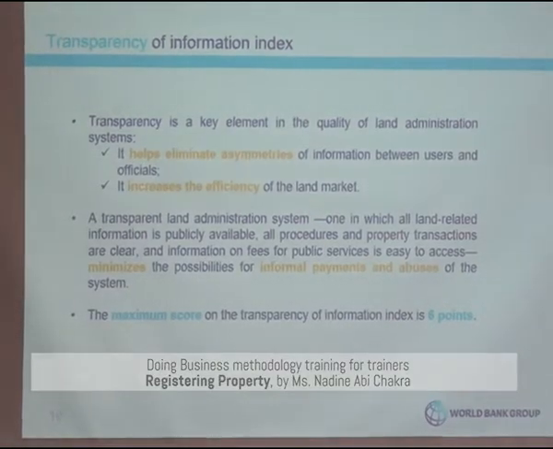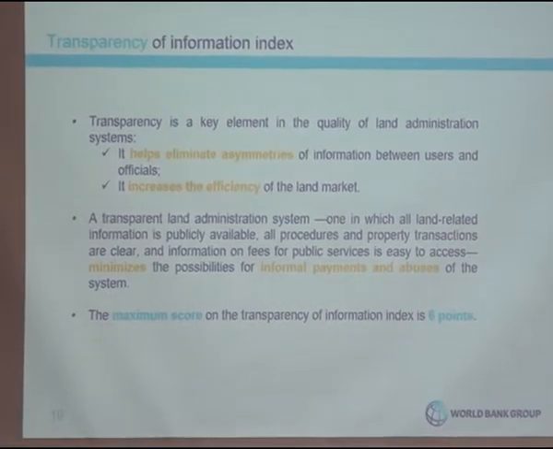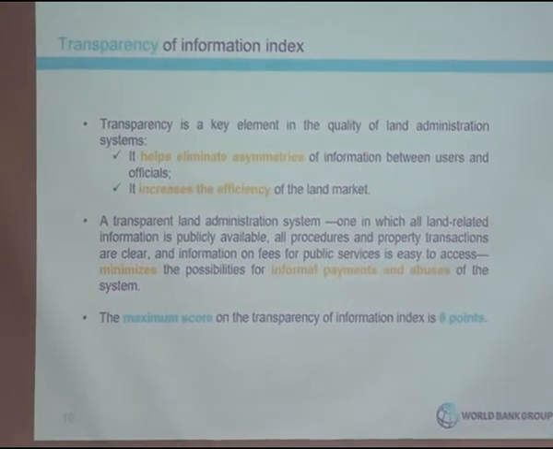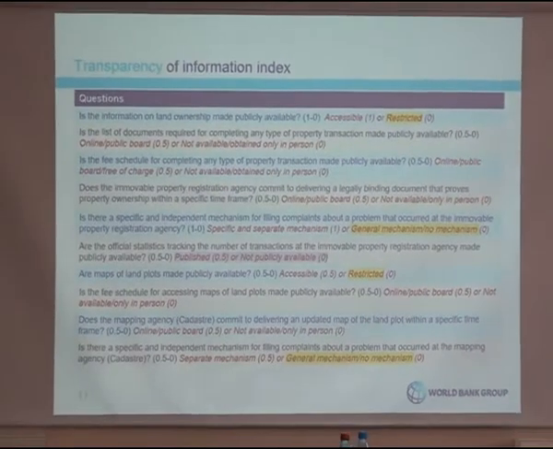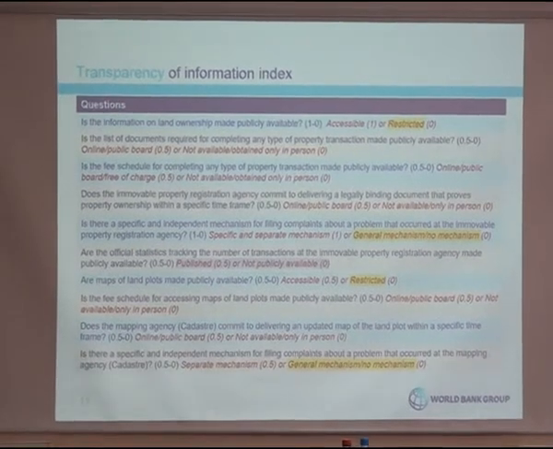The second index is about the Transparency of Information Index. This is very important as it would increase the efficiency of the land market, and it also helps reduce asymmetries of information between users and officials. Also, a transparent land administration system minimizes the possibility of having bribes, of having any sort of informal payments and abuses in the system. This index has a maximum score of 6 points. Azerbaijan has a score of 3 out of 6 on this indicator.